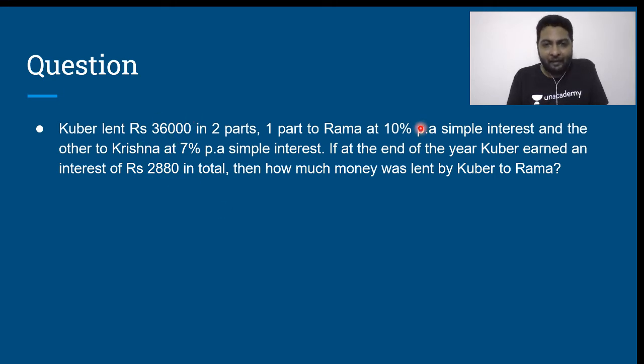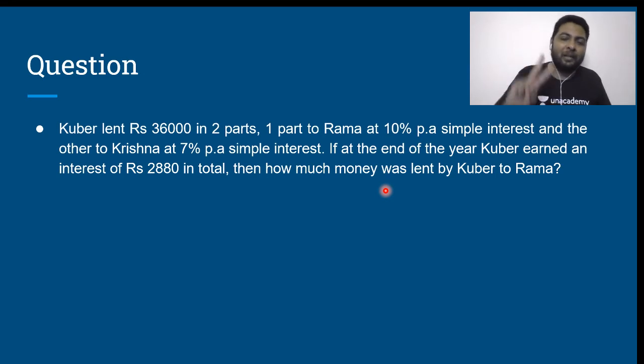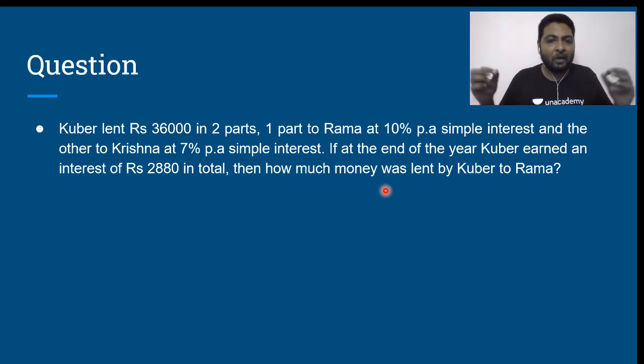So we have 10, 7, and 8. 10 minus 8 is 2. 8 minus 7 is 1. So the money was lent to Rama and Krishna in the ratio of 1:2. That is, if the total money was in 3 bags, then 1 bag was given to Rama and 2 bags were given to Krishna. If the 3 bags together has 36,000 rupees in it, then 1 bag has 12,000. Therefore, the money lent to Rama was rupees 12,000.